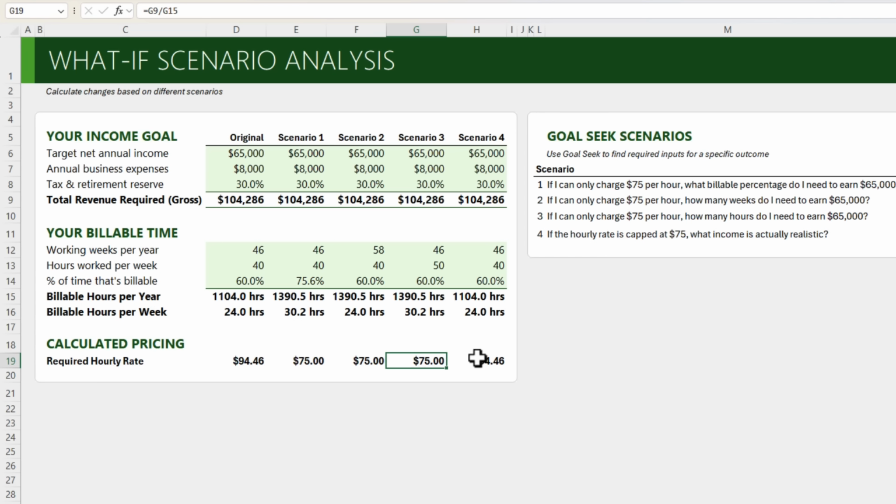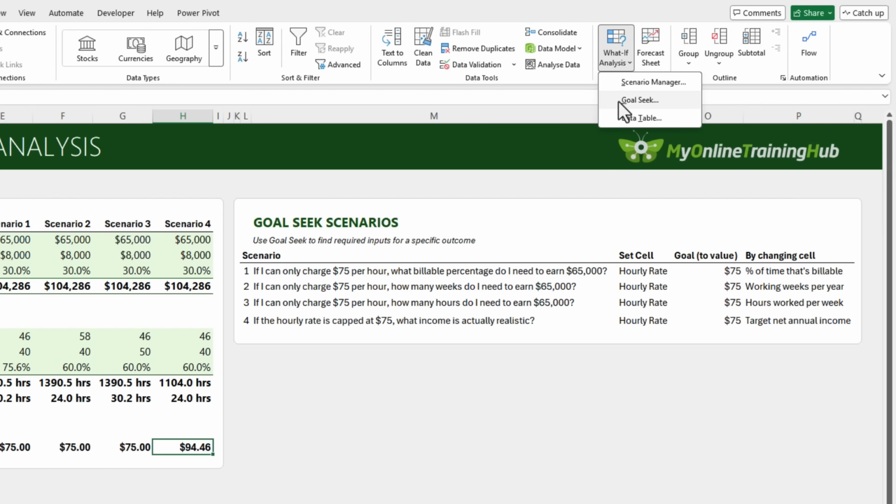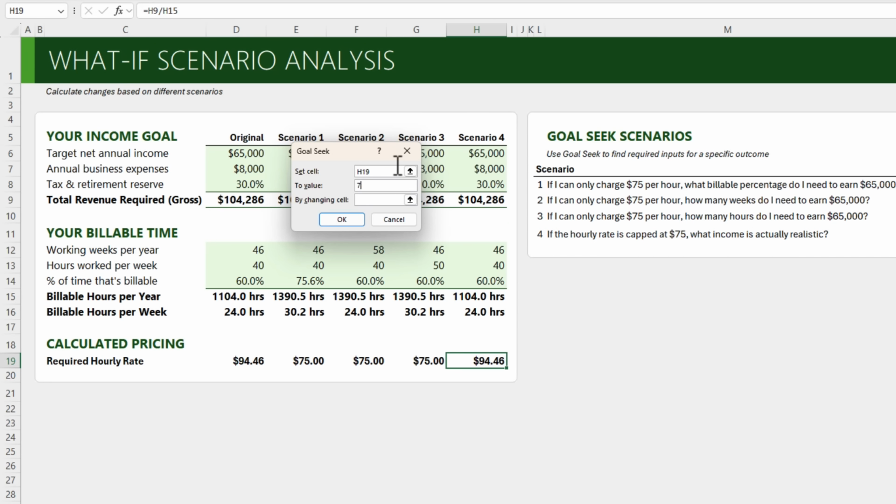So the final question is probably the most useful reality check. If the hourly rate is capped at 75, what income is actually realistic? Again, what if analysis, GoalSeek, to value 75 by changing our target net annual income. And that gives us a realistic target net annual income of $49,960. And this is where GoalSeek is really useful at showing when the original goal may not be realistic under the current constraints. In this case, the hourly rate is capped at 75, and we keep the working weeks, hours per week, and billable percentage at realistic levels, then $65,000 net income isn't supported by the model.